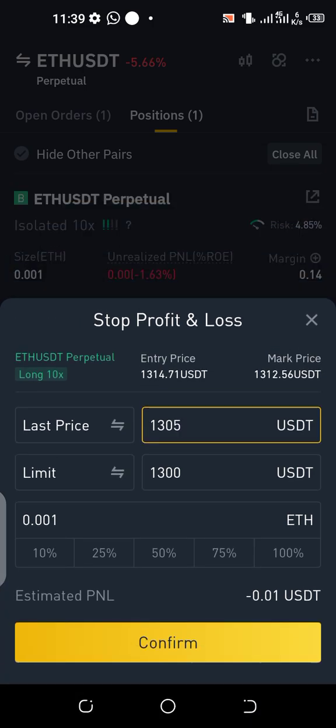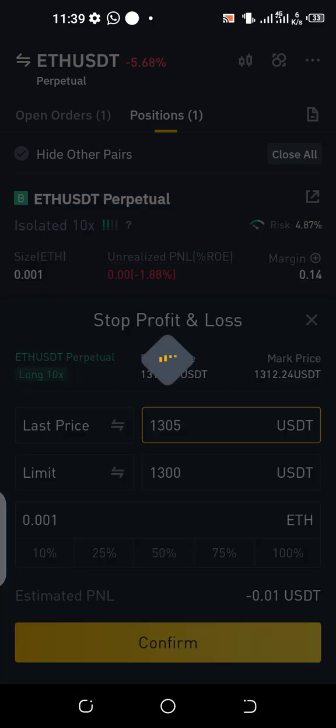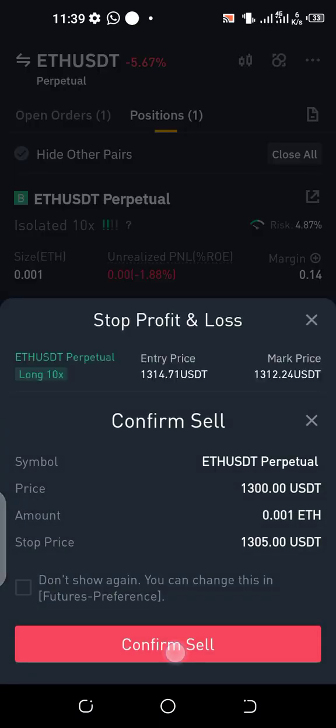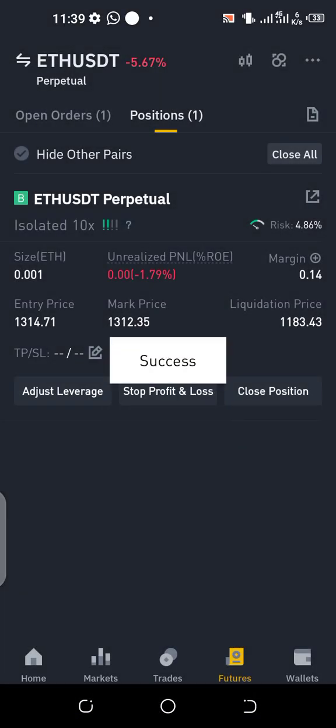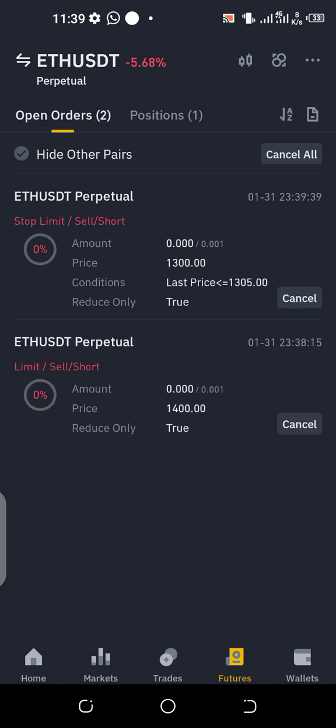And I'll make a loss of 0.01 USDT. If I confirm that, I'll see it under open orders. You see, conditions, last price 1,305. That's the condition under which that order will be triggered. And so if it falls to 1,300 thereafter, it will sell. But if it falls to 1,305 and the order is triggered and it's placed, but it doesn't fall to 1,300, it will not sell.